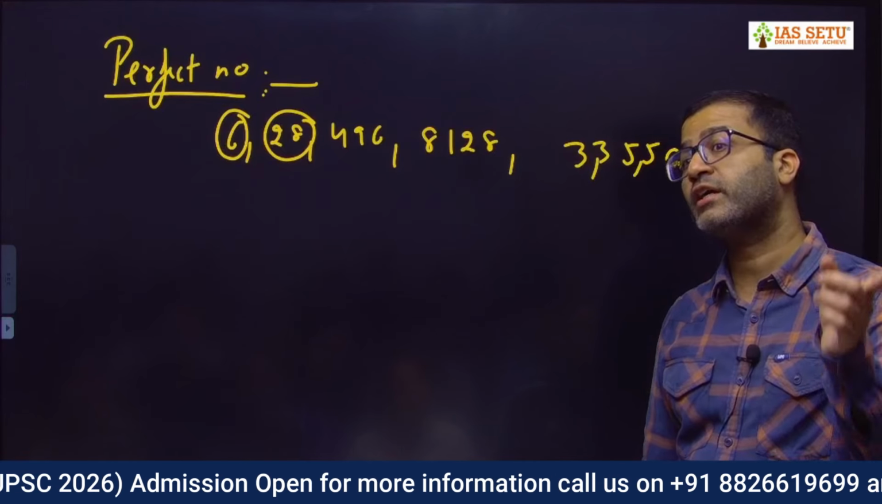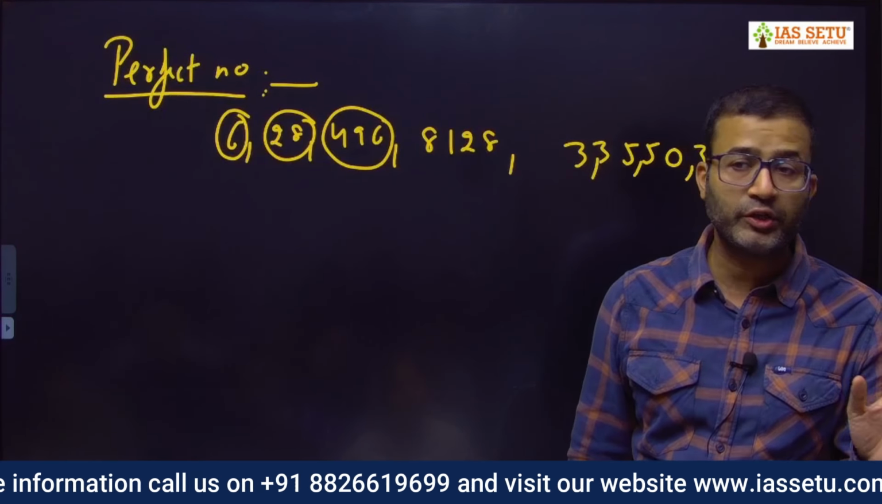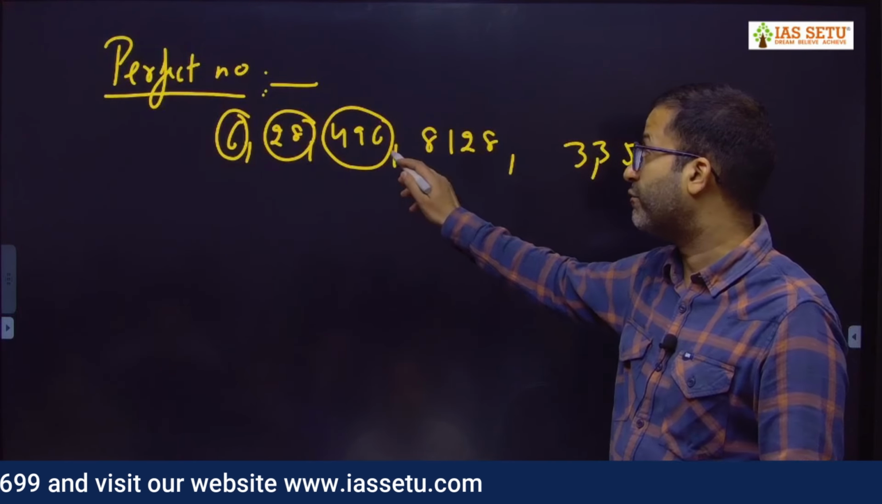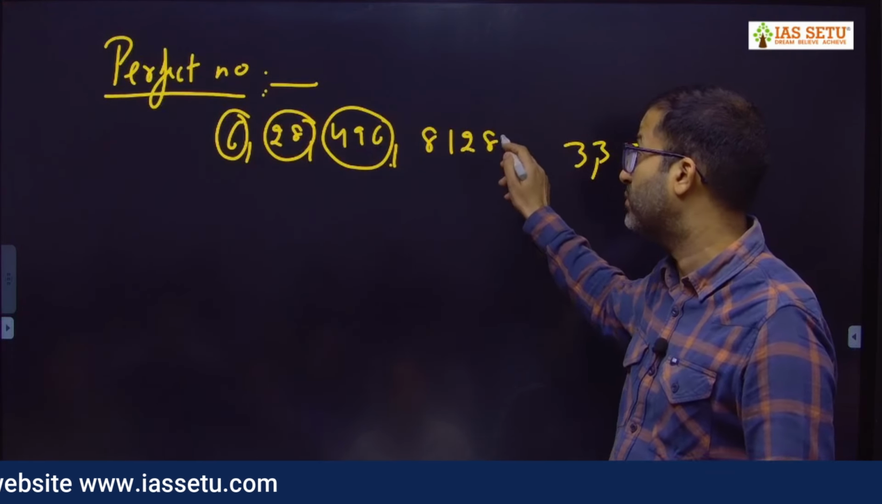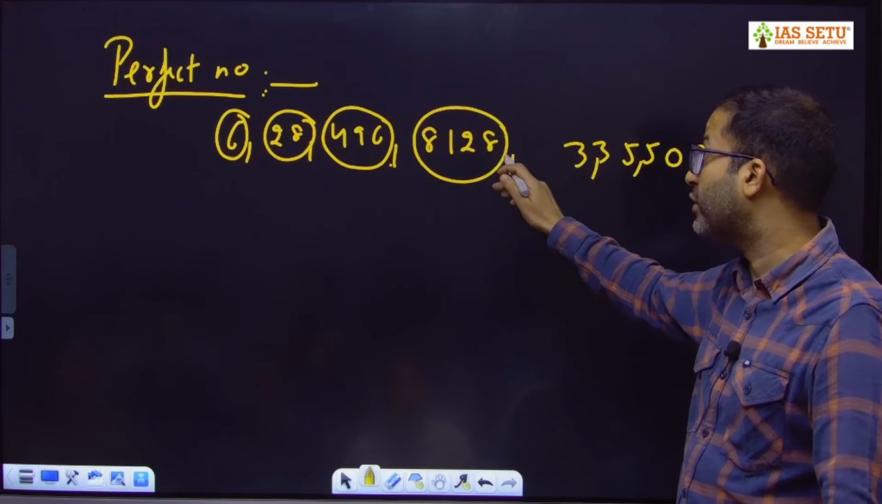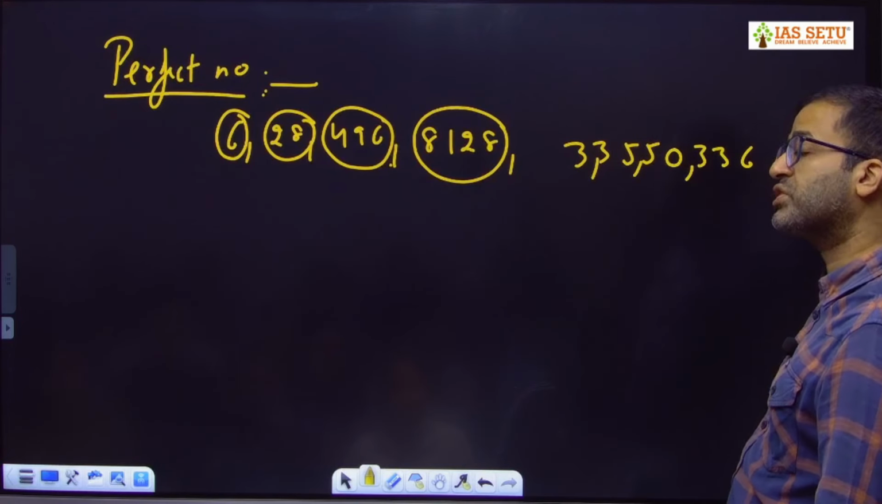After 28, the third perfect number is 496. Means between 28 and 496, there is no other perfect number. And after 496, next perfect number is 8128. So between there is no other perfect number. And here, 8128 के बाद next perfect number ये है. उसके बाद वाले में 16, 17 digit है.